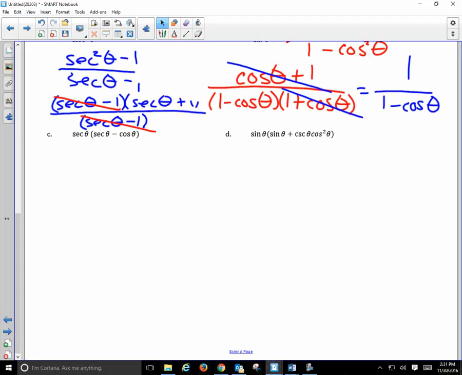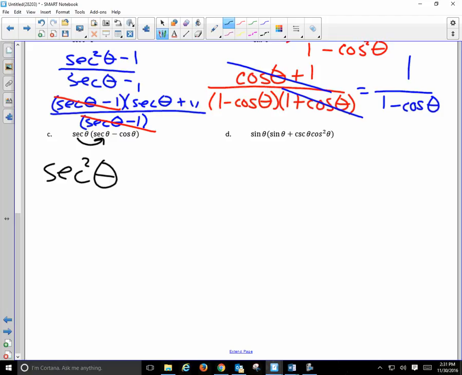Let's look at letter C. Is there anything squared in that example? There's nothing that's squared. I'm going to make something squared. How do I make something squared in this example? What would I do? Distribute. What's secant times secant? Secant squared.